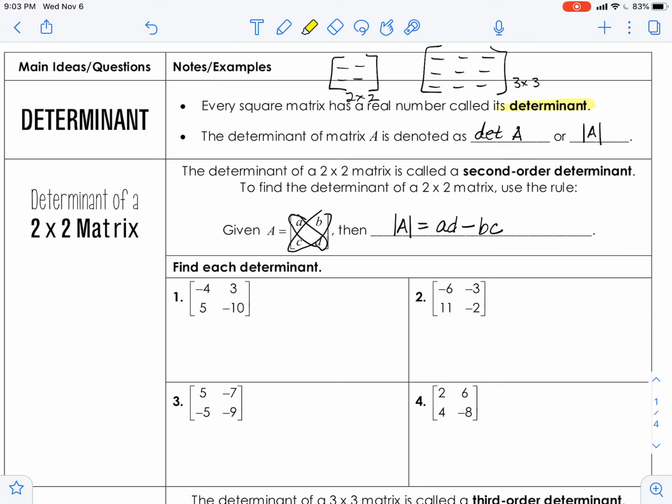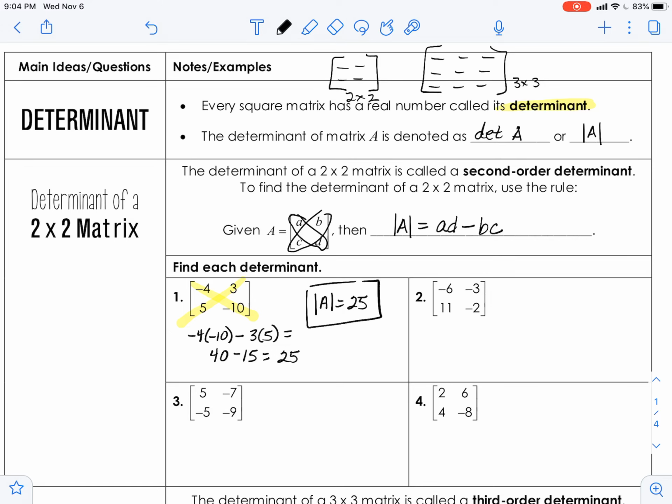Okay, so let's just look at an example here. I'm going to multiply, and subtract. So my answer would be a negative 4 times a negative 10 minus 3 times 5, and that's going to give me my determinant. I do want you to, again, write out that step, because if you, which happens a lot, multiply wrong, get a sign wrong or something of that nature, I can still see what you've done. Okay, and so in this case, the determinant of A is 25.